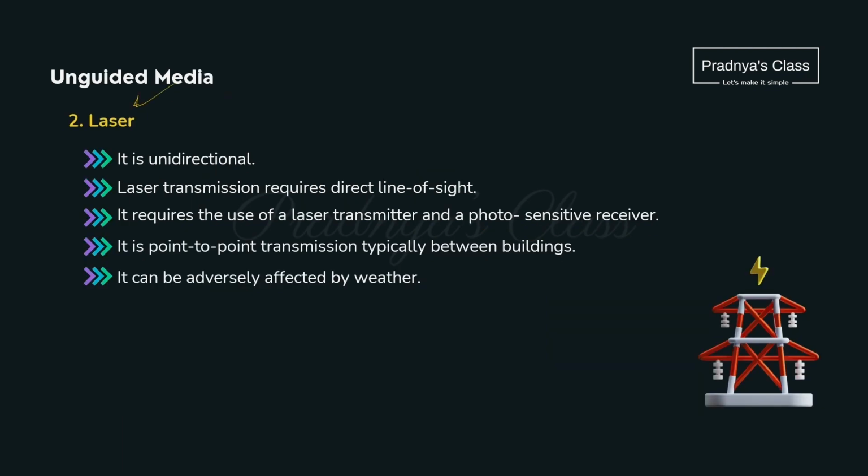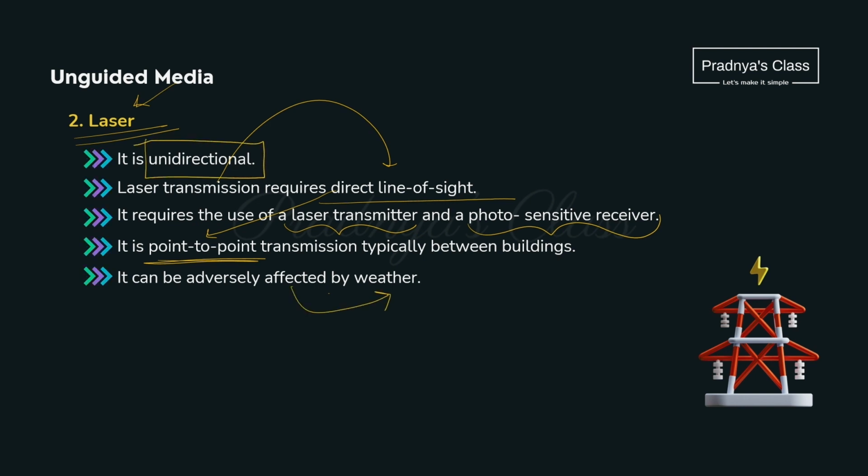There is one more unguided media, that is laser. For laser transmission, we need direct line of sight. It requires a laser transmitter and a photosensitive receiver. It is a line of sight, that's why it is also called point-to-point transmission. This transmission will also be through the atmosphere, that's why it may be affected by the weather. Look at this point, it is unidirectional. It travels in only one direction from transmitter to receiver.